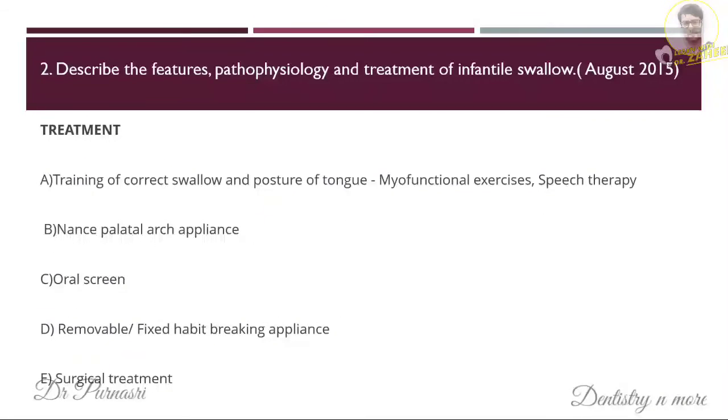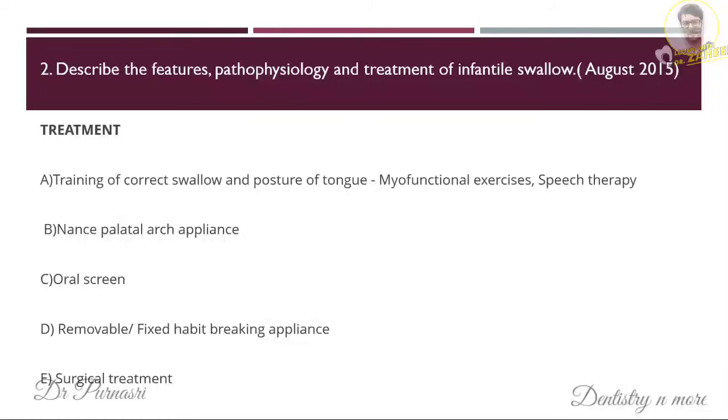Coming to the treatment of infantile swallow, the first method is to correct the swallow and the posture of the tongue. So how do we do this? There are certain exercises that we call the myofunctional exercises. This is to train the tongue to correct the swallow pattern. This can be exercises such as 1 elastic swallow, tongue hold exercise, 2 elastic swallow, etc. And then we can also advise some speech therapy.